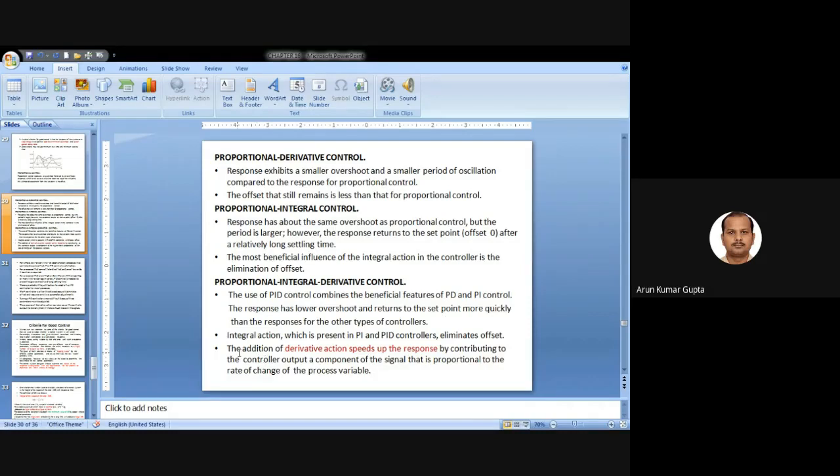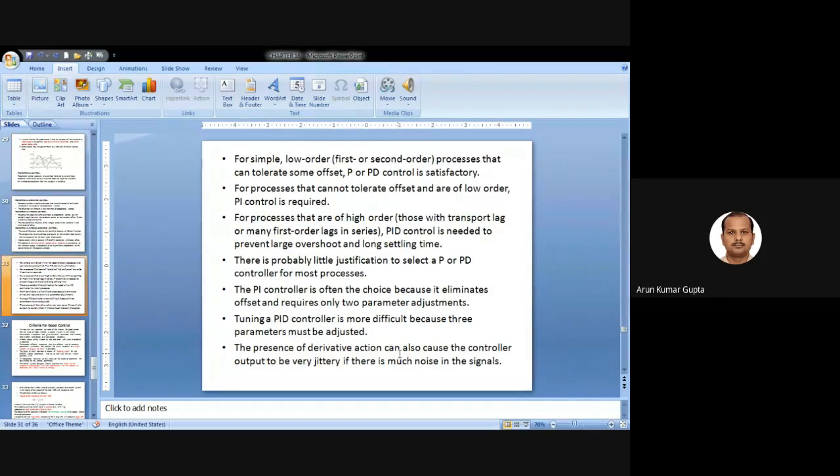The important line: the addition of derivative action speeds up the response by contributing a component to the controller output signal that is proportional to the rate of change of the process variable. So derivative action speeds up the response, and it reduces the oscillations.